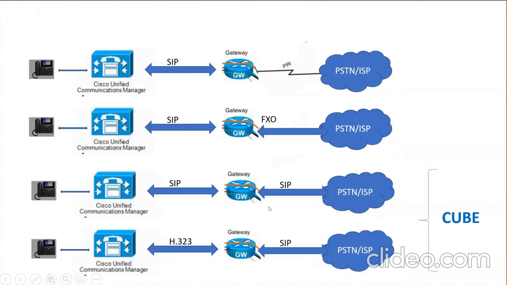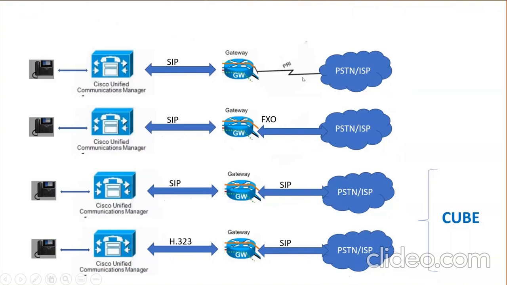Now, this last call flow, H323 to SIP, is possible but not recommended. It has a lot of interoperability issues, so avoid having this call flow. If you want to use the router as a CUBE and want to have IP to IP leg, use SIP to SIP. It's very easy to implement and easy to troubleshoot if you have any issues. There are bugs related to H323 and SIP because of interoperability issues. So these are the various types of call flows.